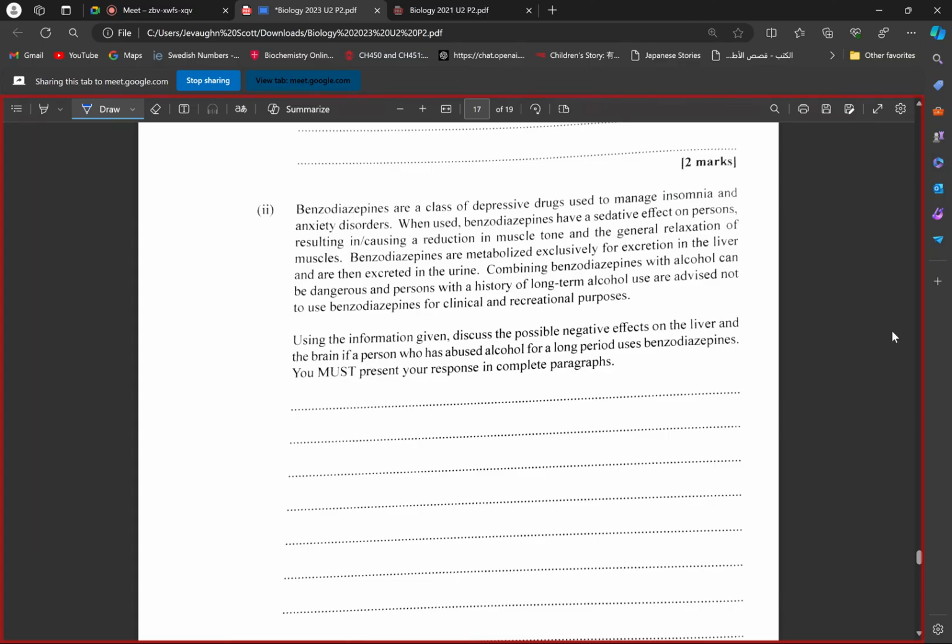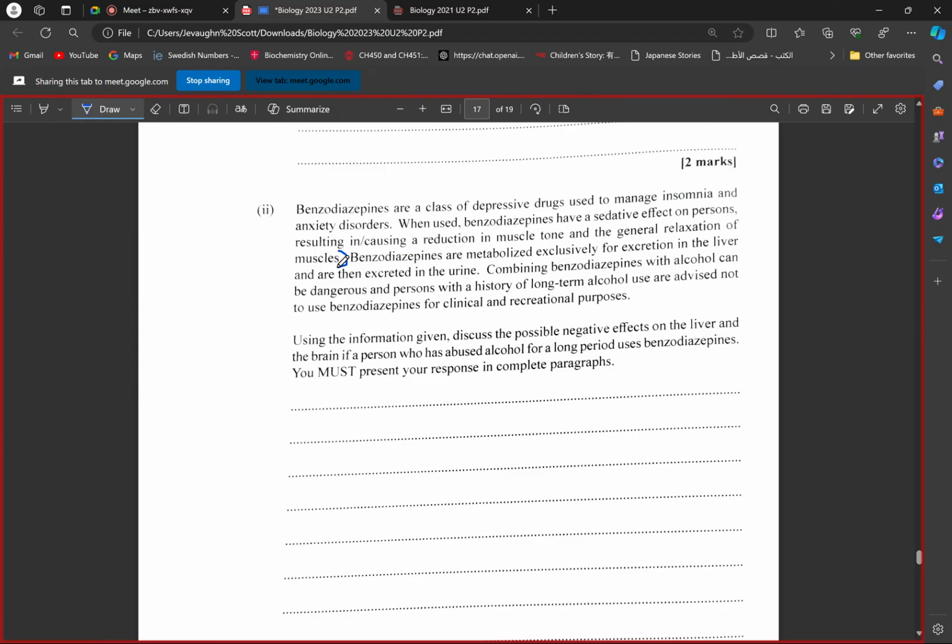As you said, the liver is able to break it down. So the liver generally breaks down the drug or any other substances that are taken into the body. The benzodiazepine will have a sedative effect. That's what it says, right? It reduces muscle tone and causes a general relaxation of the muscles. Okay, so we have that there. Now the liver will break that down, right?